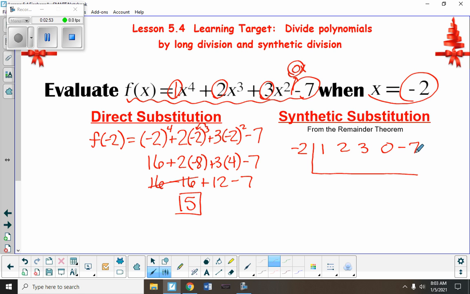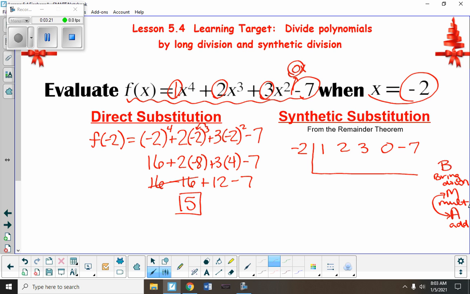Now, we have an algorithm, which means those are the steps that you use for synthetic. And the first step is B for bring down. And then the next step is M for multiply. And then it is A for add. And that's it. This is a nice short one. And then you go back and you repeat the multiply add cycle until you're done.